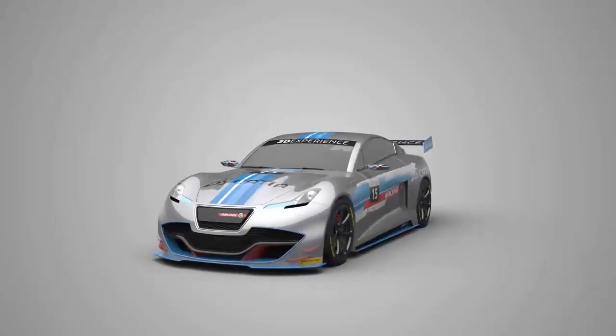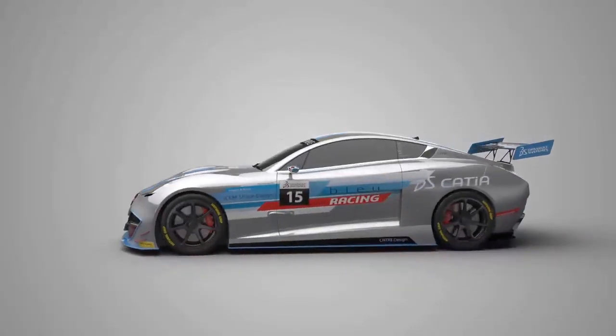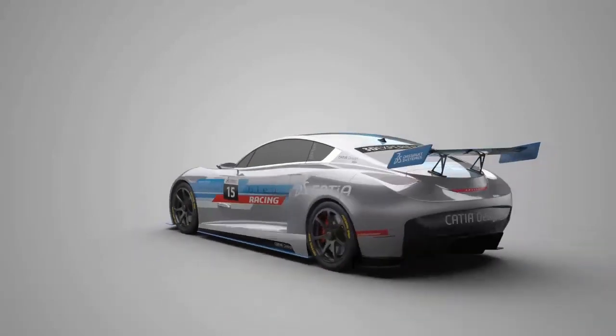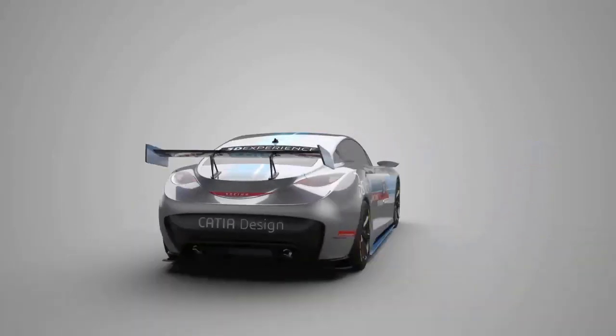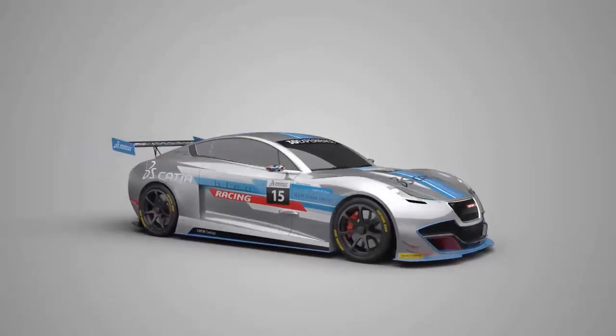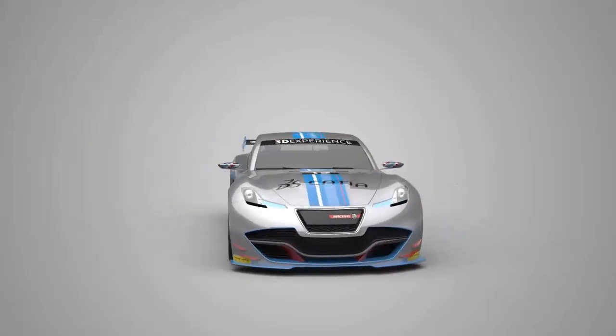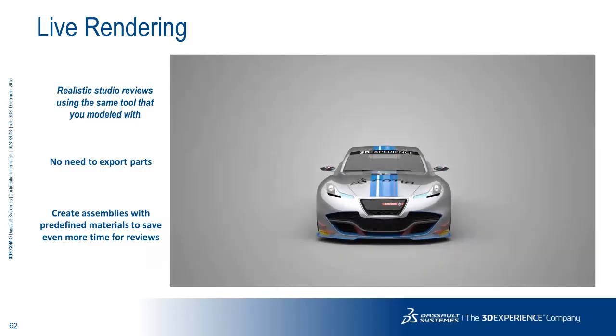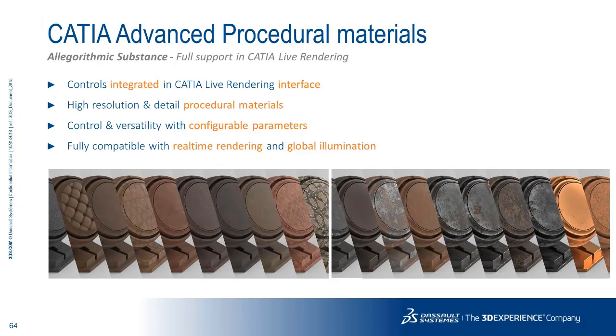So again, we're talking about realistic studio reviews where you can place your design on a turntable or even create an animation. This car even has decals placed on it, which is another easy task available in live rendering. And achieving this great visual quality can only be reached with great materials, which is why we now fully support Allegorithmic Substance materials. Allegorithmic is one of those market leaders in procedural materials, and these are materials based on mathematical algorithms.